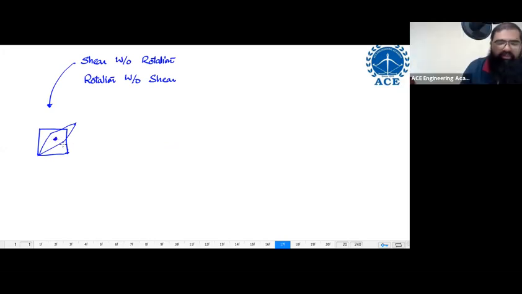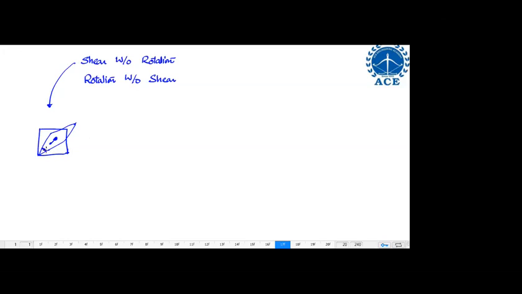But imagine the center of gravity was over here. If the center of gravity was initially over here, and later went over here in a straight line, then you have shear over here, but no rotation. How can I say shear is there? Because you see, the angle has changed. That is deformation. But there is no rotation.